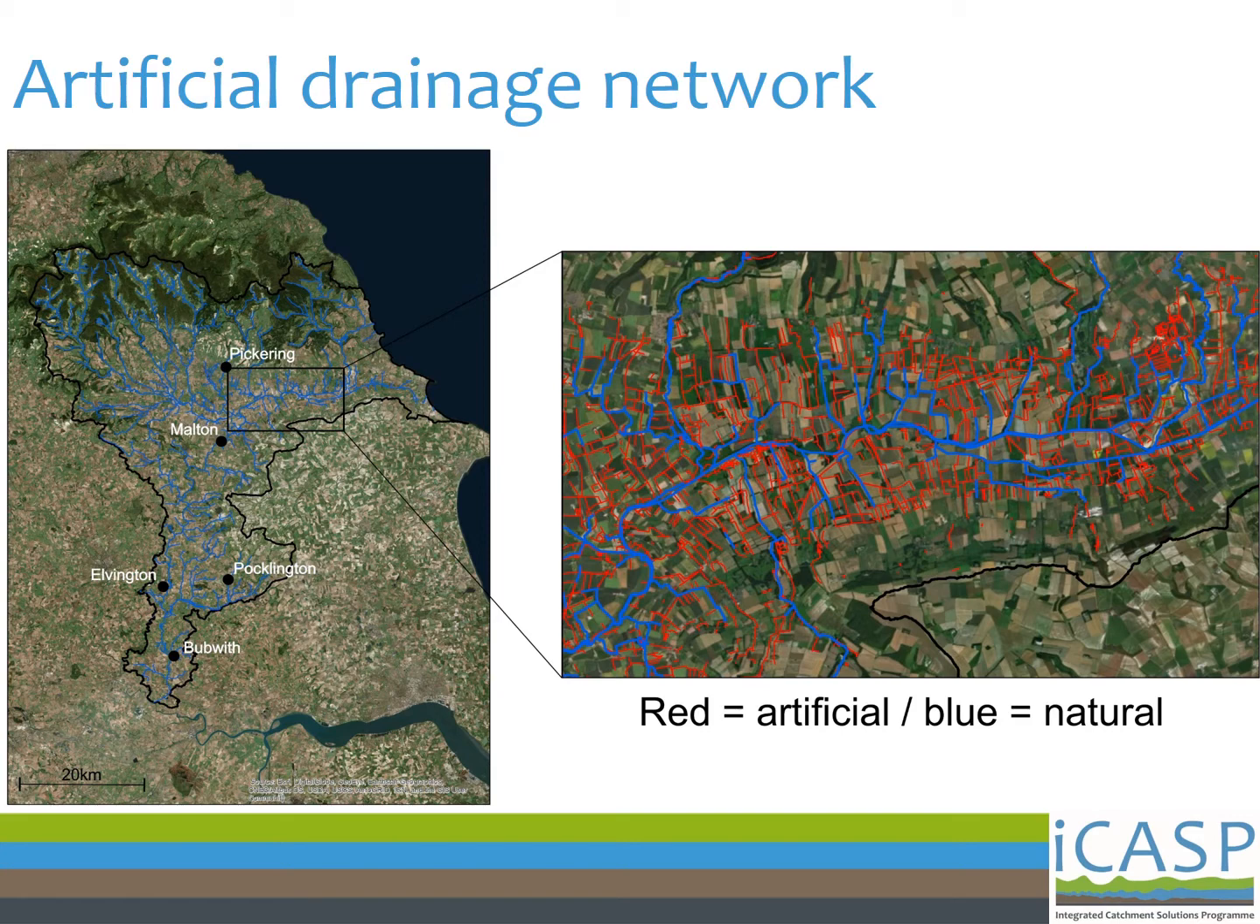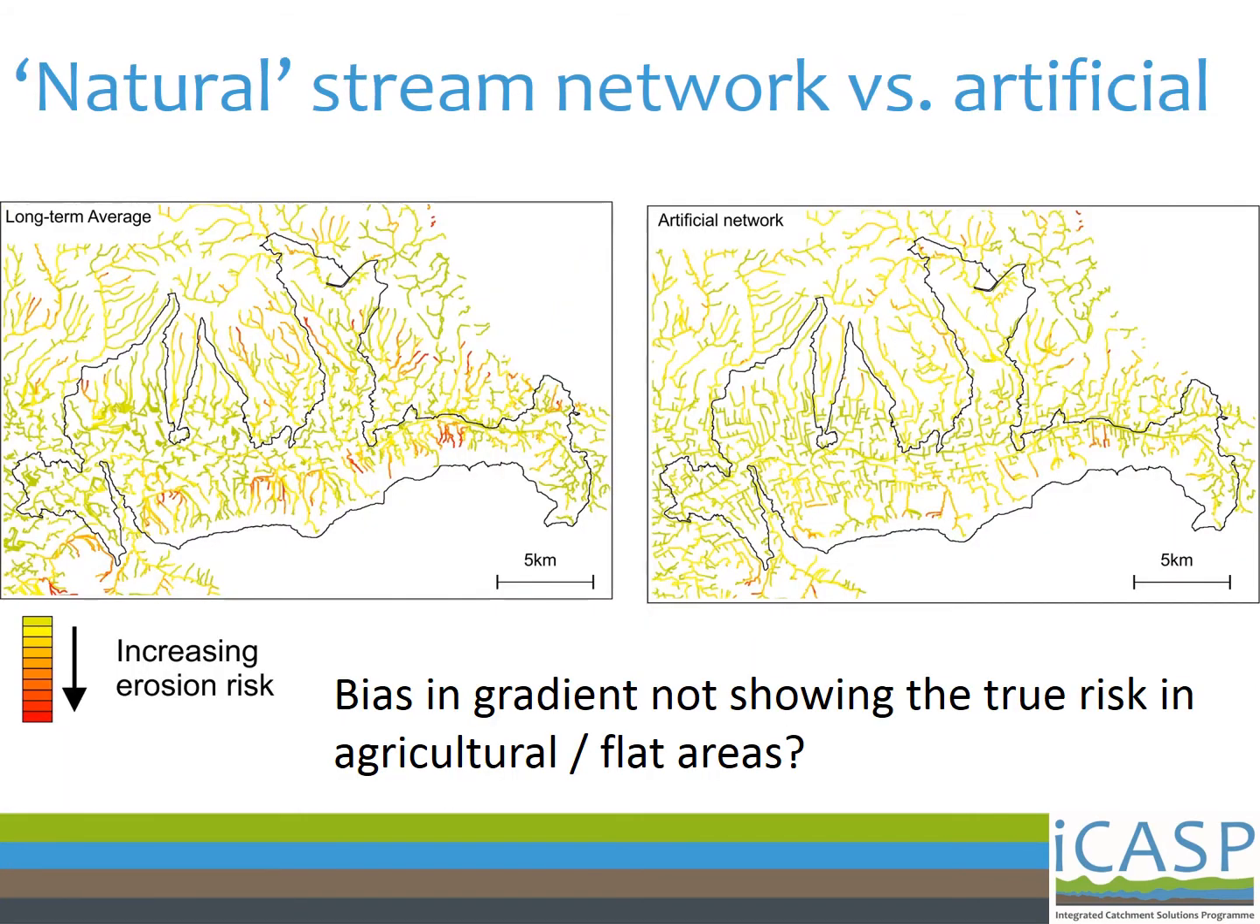A lot of erosion risk modelling is biased by the gradient, so you get more erosion in steeper areas. However, we've all seen movement of water and sediment on lowland areas. So by incorporating the artificial drainage network, this is one way to overcome the model bias. And this is the output of that.